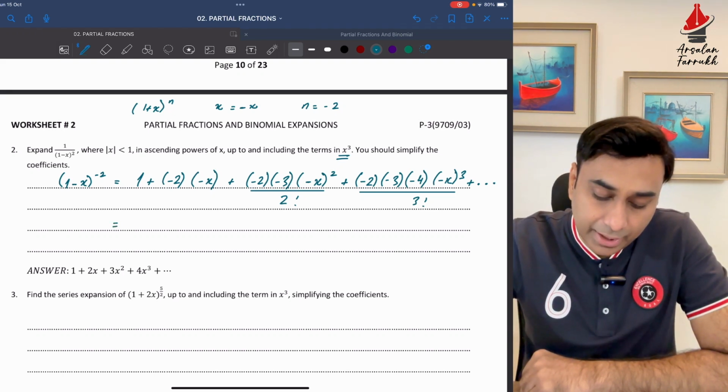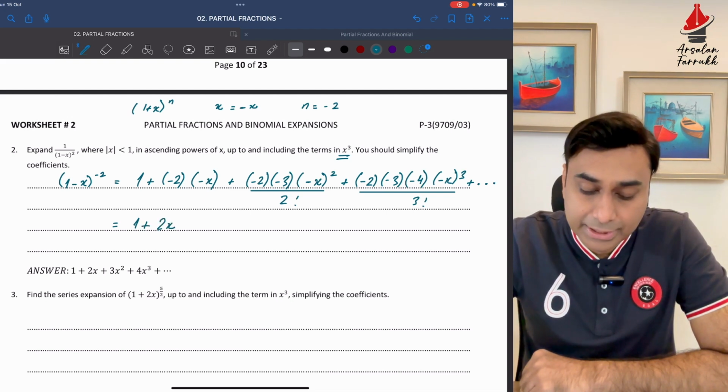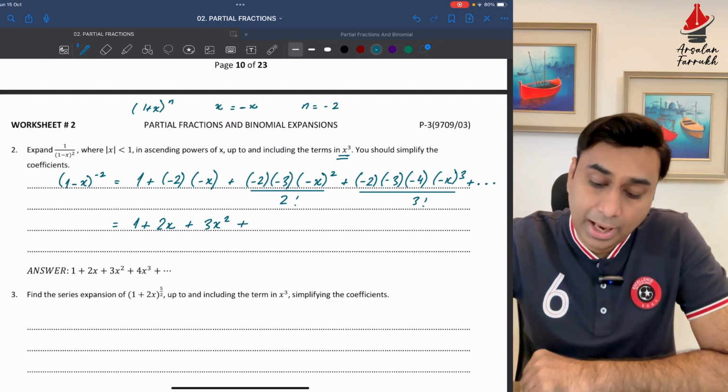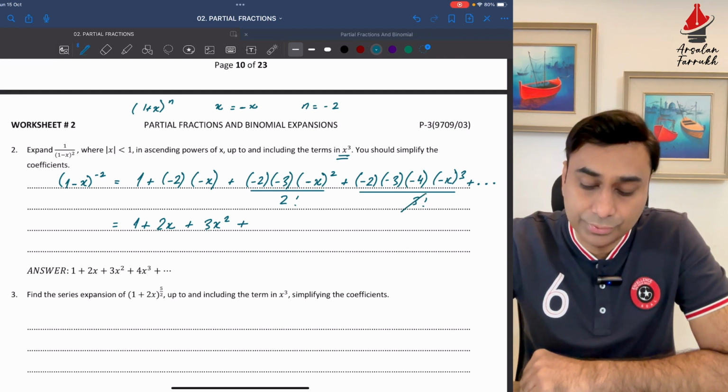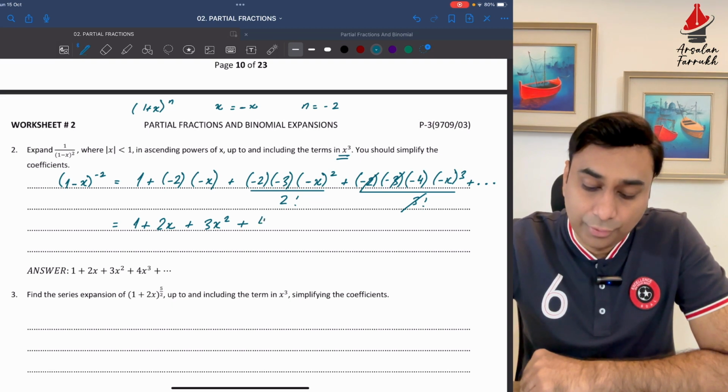So this will be simplified as 1 plus 2x. Minus and minus becomes plus, so this also becomes plus. 2 cancels, 3x squared, and this is minus, minus, minus, minus, so this also becomes plus, and 3 factorial cancels, because 3 factorial is 3 times 2, so that cancels with 3 and 2, so that is going to be 4x cubed, and this is going to be my expansion of this particular series.